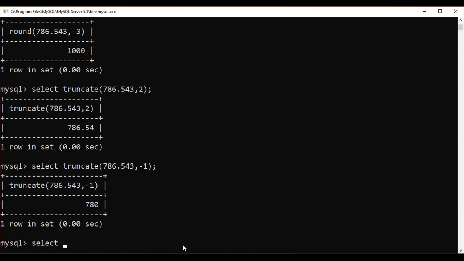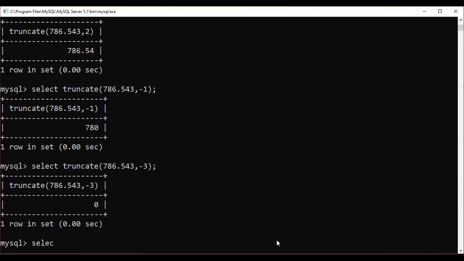Select truncate of 786.543, minus 3. Coming to this point, minus 3 means here is the position, the number before 7. Isn't it? So what will be your output? Your output will be 0. Why 0? Because you don't have to check whether this number is greater than or equal to 5. You simply trim off those numbers, so the number before that value is 0. So your output is 0.